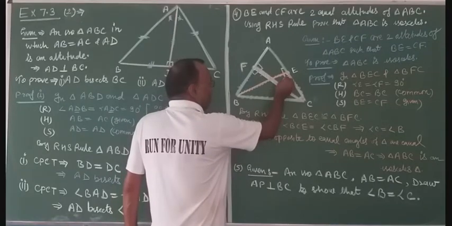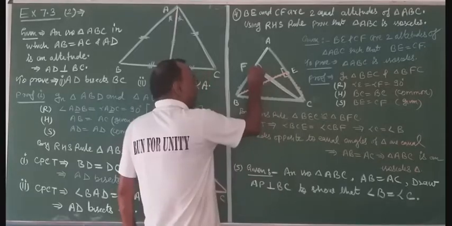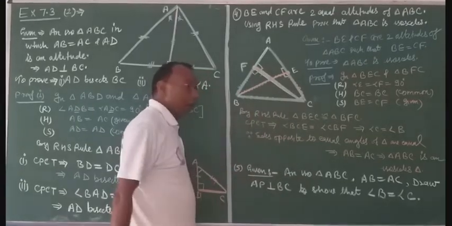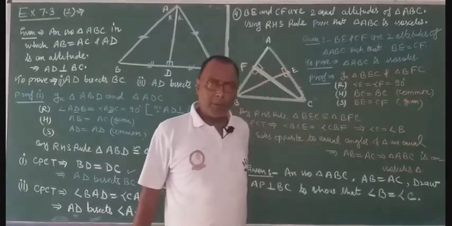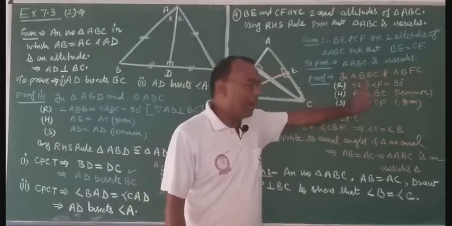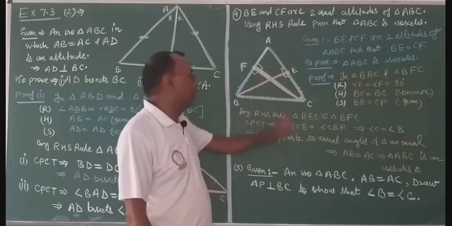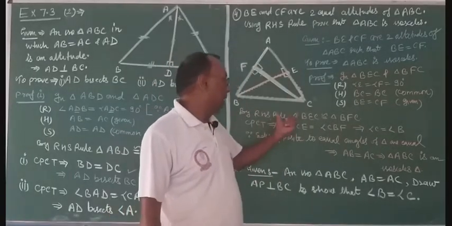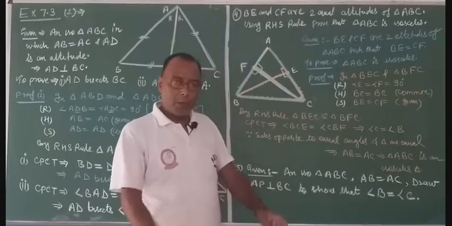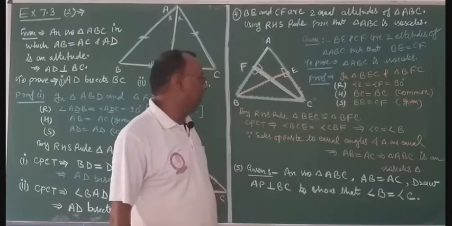Again, just look at this BC. The side opposite to the 90 degree angle is the hypotenuse. For this triangle BEC, this is the hypotenuse, and for this triangle BFC, BC is also the hypotenuse. BC is equal to BC, the common side for both the triangles. That is the hypotenuse. Next thing, BE is equal to CF, given. This is the side of the triangle. So by rule RHS, the triangle BEC is congruent to BFC.